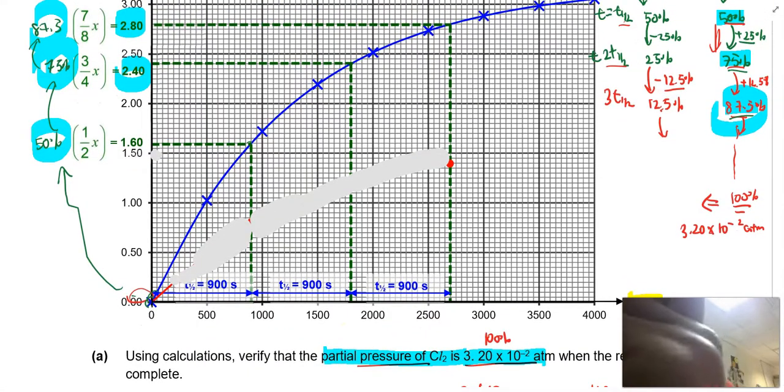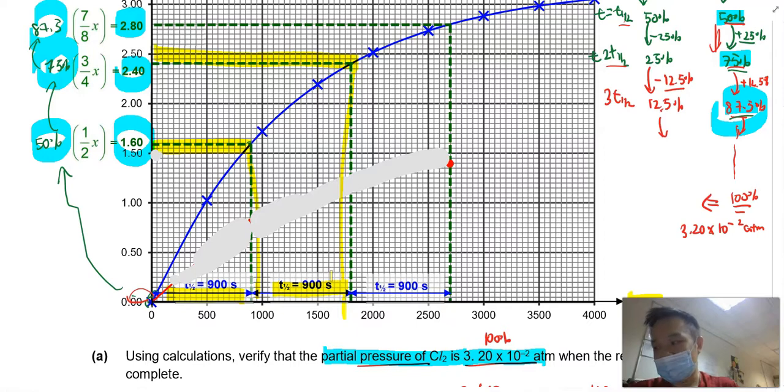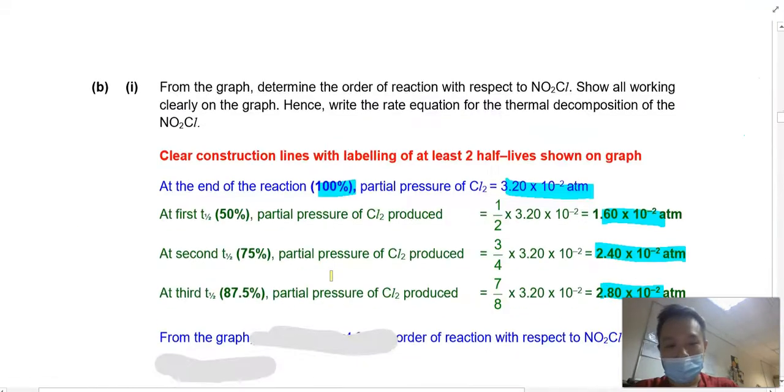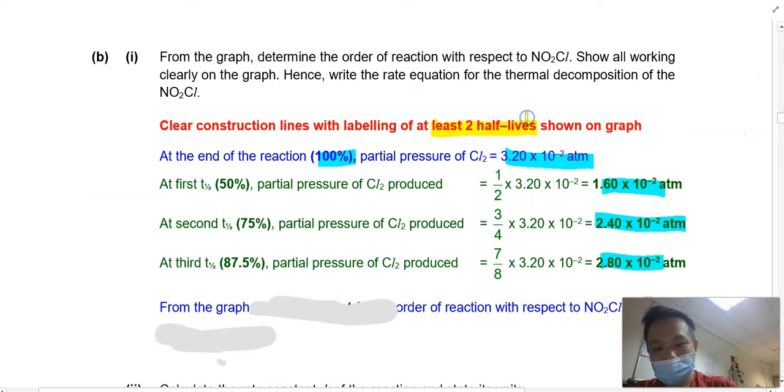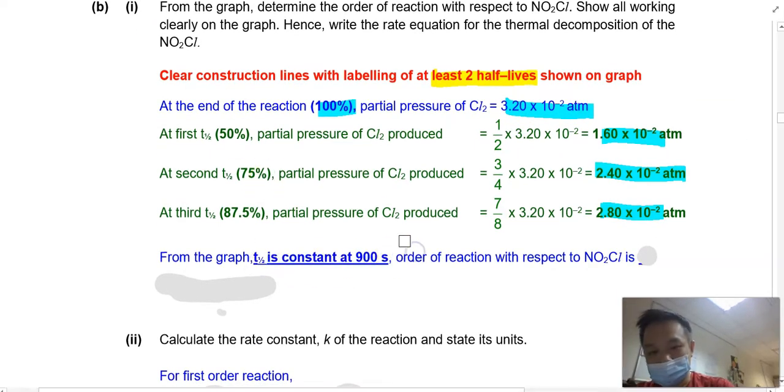So once you have these numbers, what I've explained is the numbers that we've gotten. Show your construction lines, label your T half. All we need is just 2 sets of T half, because that's the bare minimum to show that half-life is constant. So at least 2 half-lives. Okay? So from the graph, T half is constant, and therefore order of reaction with respect to NO2Cl is 1.